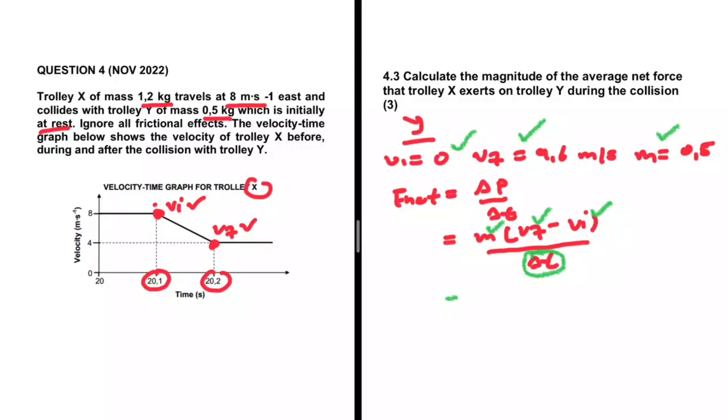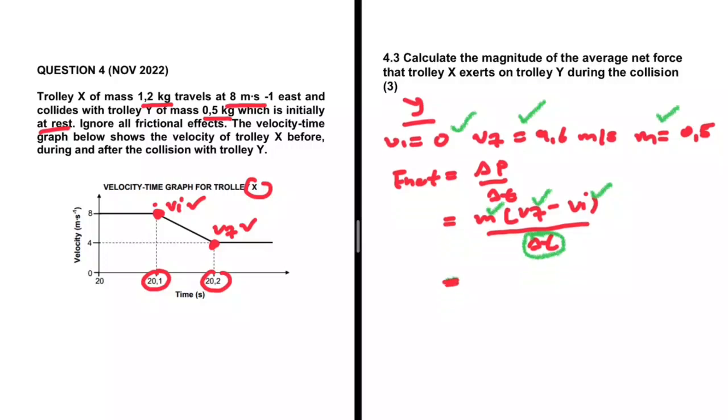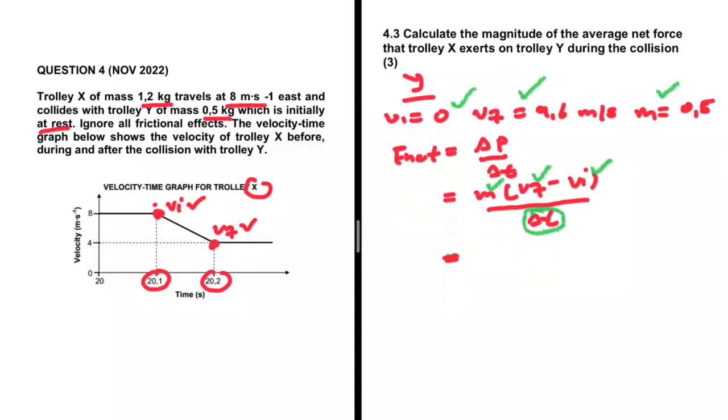So we can have the mass of the object being equal to 0.5. Vf is 9.6. Vi is 0. And the final time is 20.2, right? And the initial time is 20.1. If you put this in your calculator, you're going to get 48 newtons. This is the magnitude of the average net force that trolley X exerts on trolley Y. There we go. Let's move to the question that follows.